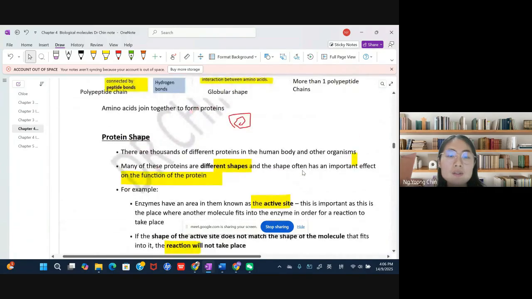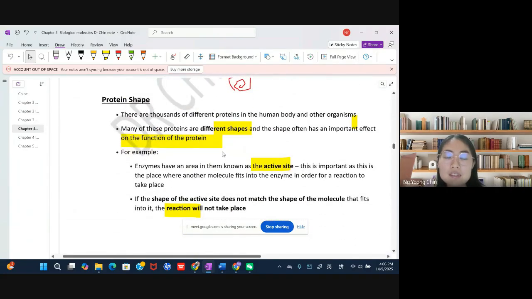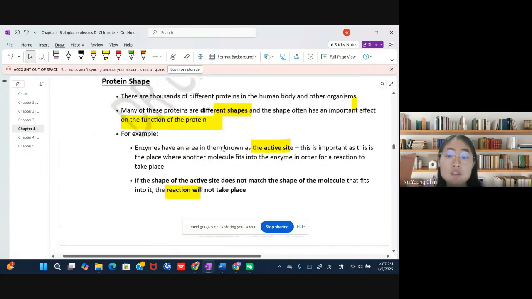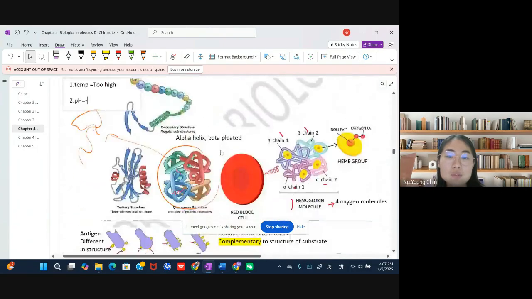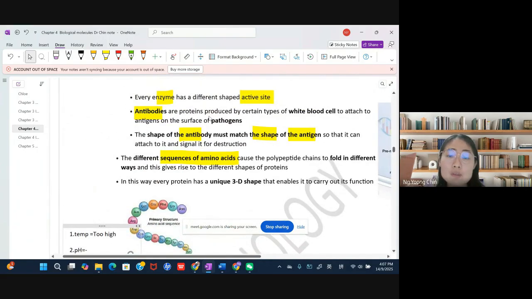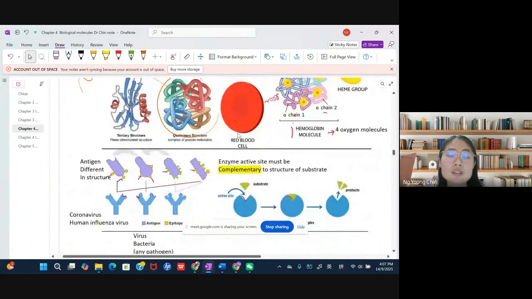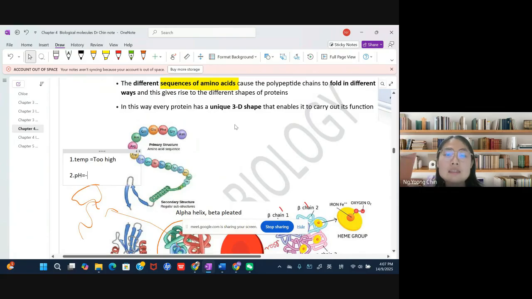Okay, that's all. So just remember that protein structure will determine the protein function. So we need to try our best to maintain the protein structure. If you're able to maintain the shape of the protein structure, the antibody is able to bind to the antigens, and the enzyme is able to bind to the substrate, because they are complementary to each other. Also, the protein structure is determined by the sequence of the amino acids.